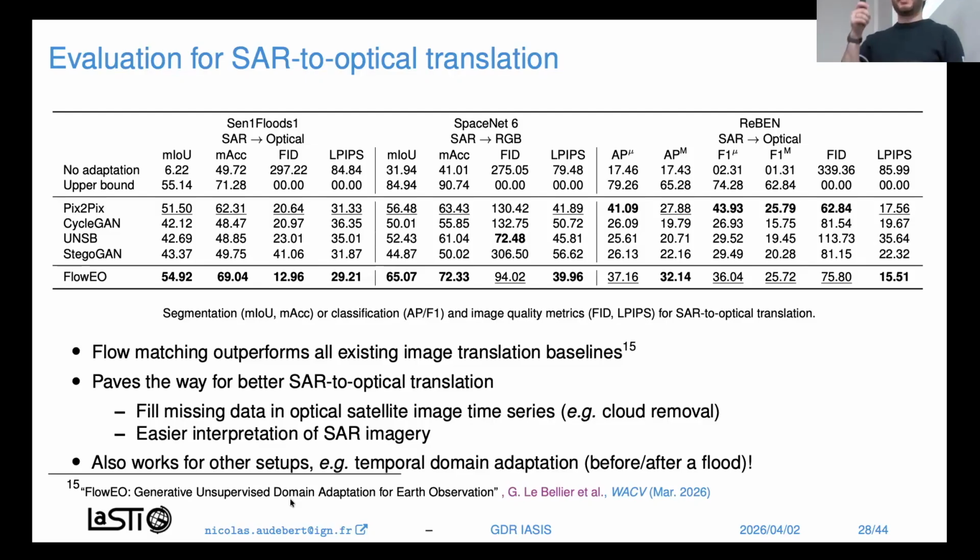And it works not only for SAR to optical translation, but we also do temporal domain adaptation. For example, if you have images from before and after a flood event, and you don't have the time to retrain your segmentation model after the flood event, because you don't have the time to annotate, you can still use similar kinds of tricks to learn to adapt your segmenter to automatically do the land cover mapping after the flood event without retraining your predictive model.